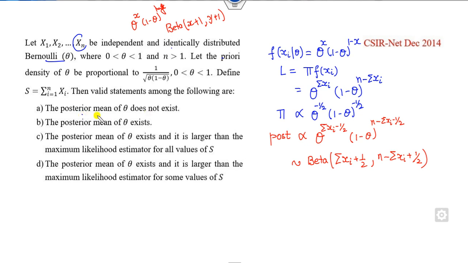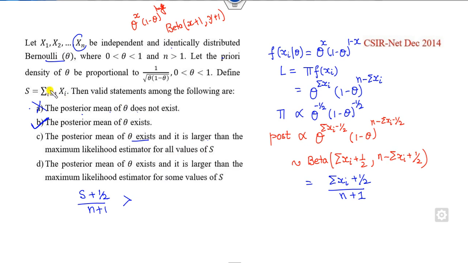Fine. Now you can see the posterior mean of this does not exist. So what is the mean of this? If x follows a beta distribution of alpha comma beta, then what is the mean of the beta distribution? Alpha over alpha plus beta. So you can see it will be alpha divided by the sum, so it will be over n plus 1. So the posterior mean does not exist, cancel out that option. Fine. Now the posterior mean of theta exists, and it is larger than the MLE of all the values of the s. So basically this is my s, and your target is to prove it is greater than the MLE of the s.